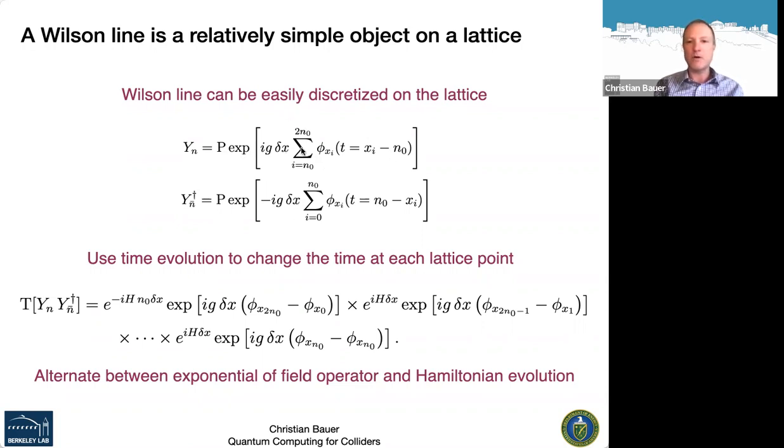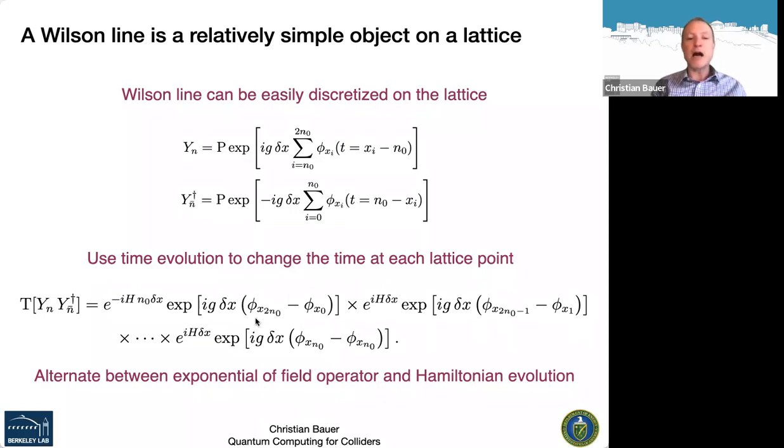So I'm having a sum over field values where I'm putting the time equal to the position. So that means it's moving along a light-like direction. And then I can use time evolution. So that means each of these fields is sitting at a different time, and I can use time evolution to move in between these different times. So essentially go to the Heisenberg picture.